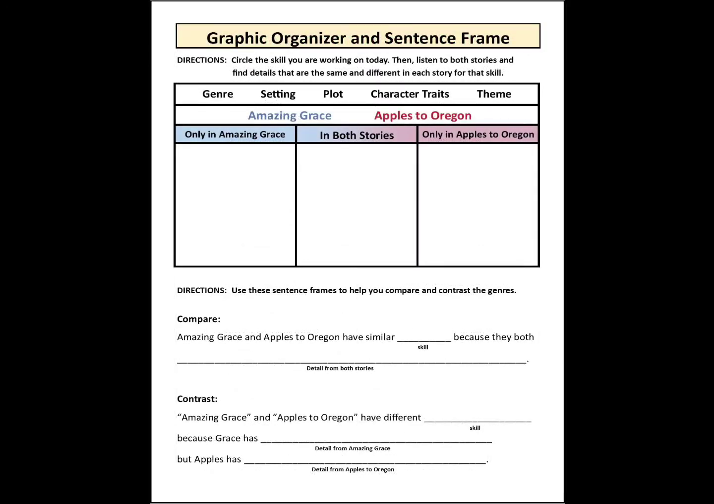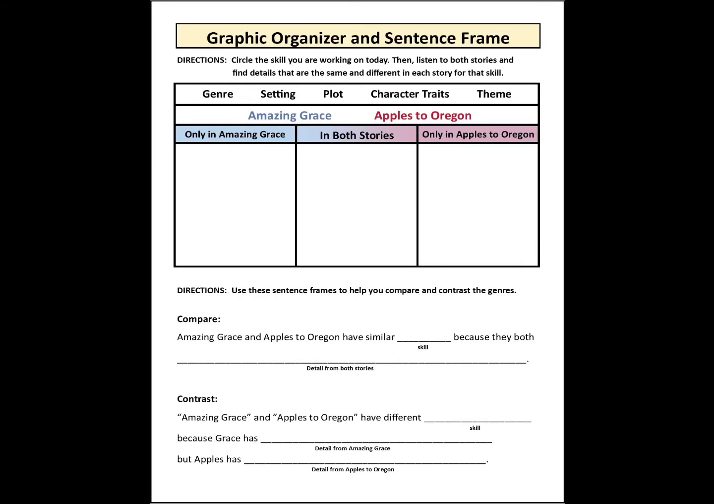All right, today when you fill out this sheet, you're going to circle the character traits. Now, remember, you can find this sheet online, or you can print it off, or you can just write it on a sheet of paper, whichever is easier for you. We're going to focus on the character traits of the two main characters, Grace and the character in Apples to Oregon. And I want you to focus on it this way. What are the traits that were common in both girls? And what were the traits that were found only in the main character in Amazing Grace? And what were the traits that were found only in the main character in Apples to Oregon?